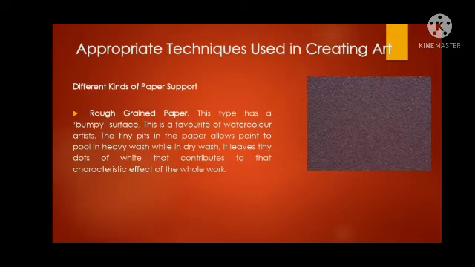Next we have the rough-grained paper. This type has a bumpy surface. This is a favorite of watercolor artists. The tiny pits in the paper allow paint to pool in a heavy wash, while in a dry wash it leaves tiny dots of white that contribute to the characteristic effect of the whole work. In great sense, rough-grained paper has a noticeably bumpy surface. Rough paper is a traditional favorite of watercolorists because the tiny pits allow paint to pool in a heavy wash. At the same time, it leaves dots of light with a dry brush, so the texture can be used to great effect.